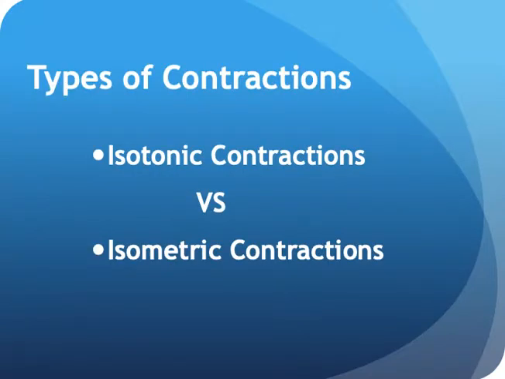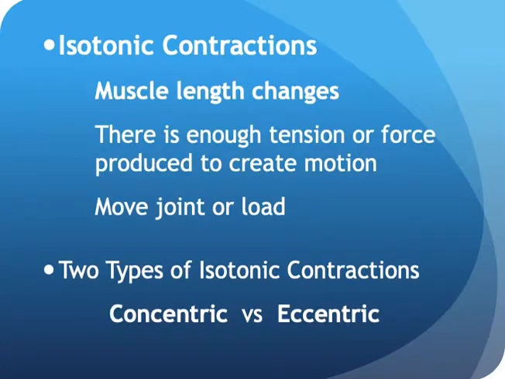You have two different types. You have isotonic contractions versus isometric contractions, and again, these are really good multiple choice questions. So you really want to make sure that you know that these are the two types, and then we're going to look at how they differ, and I'm going to try to show you what the important differences are. So these are the isotonic contractions, okay?